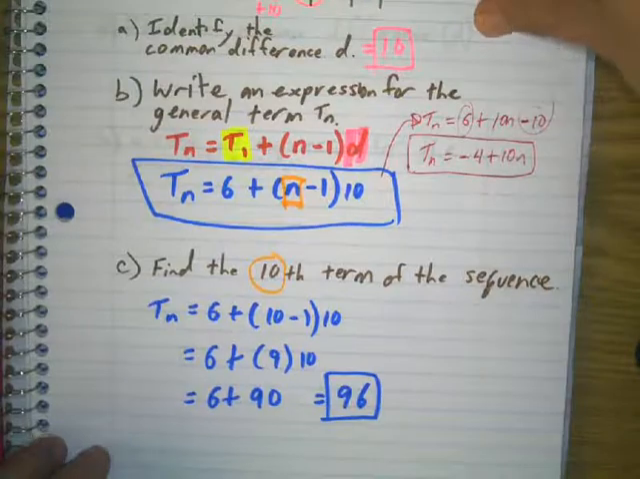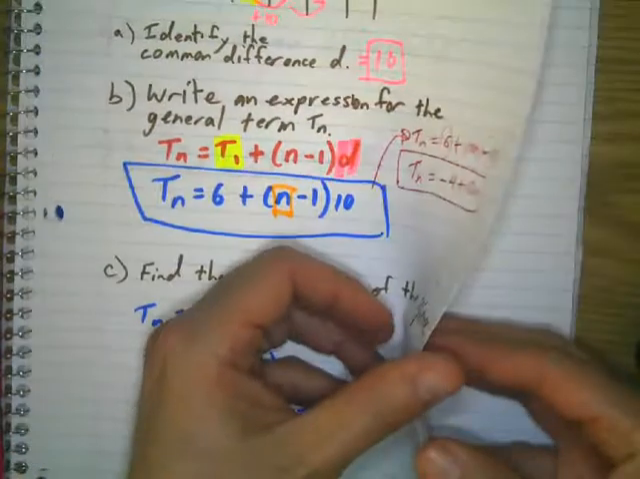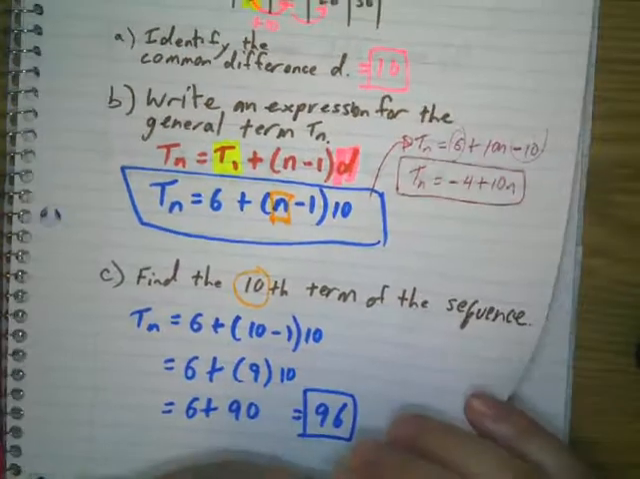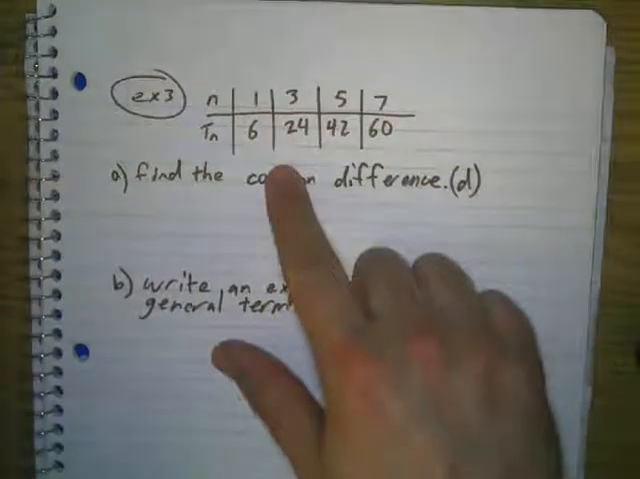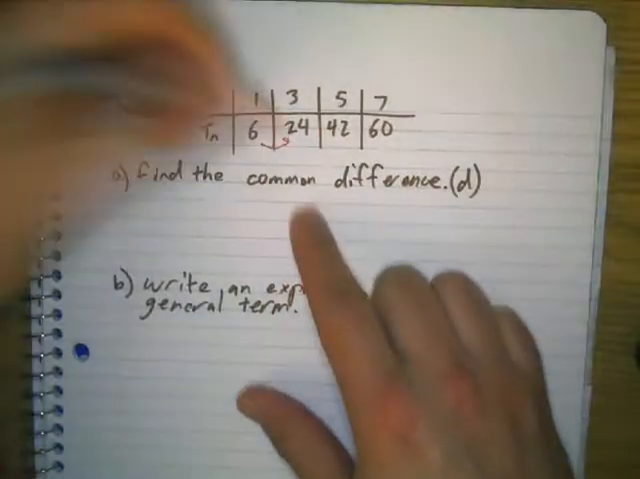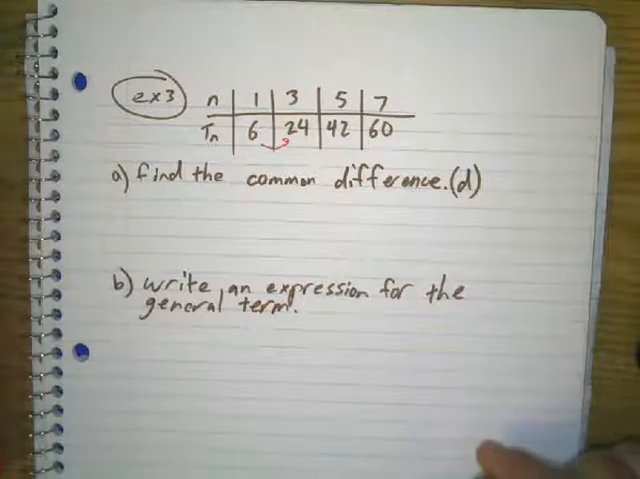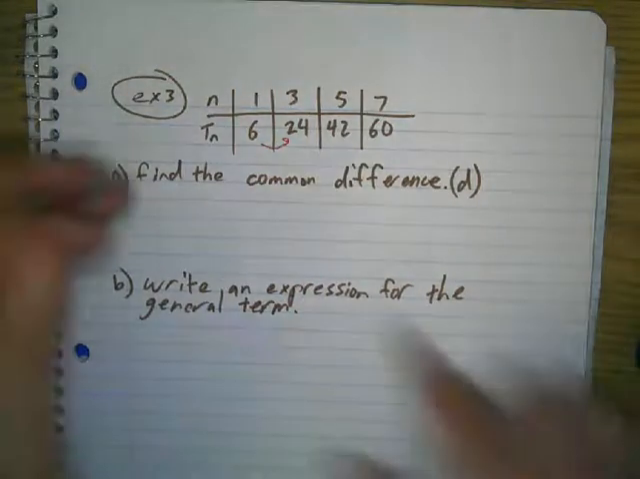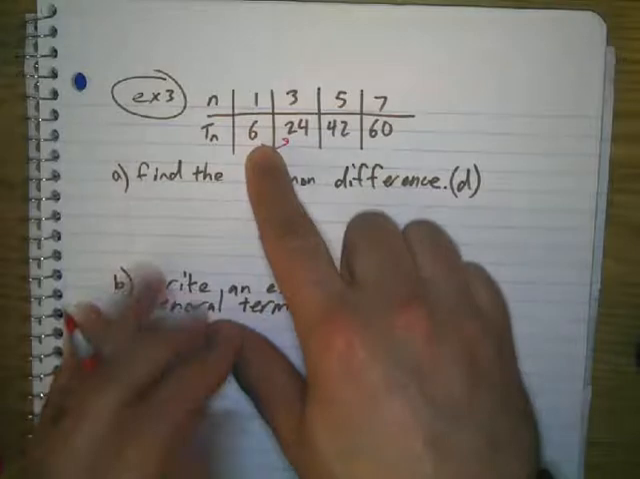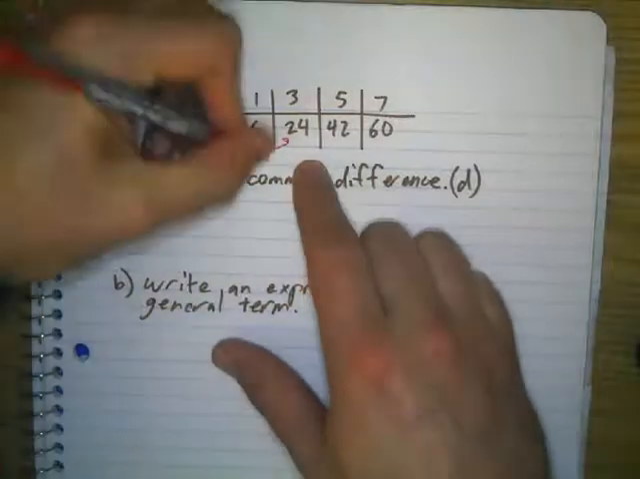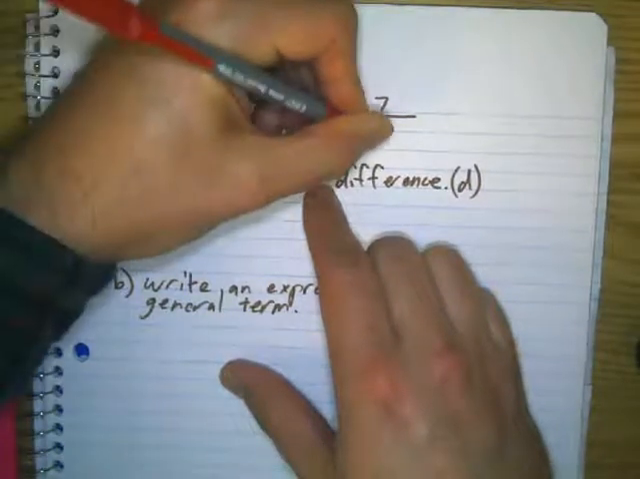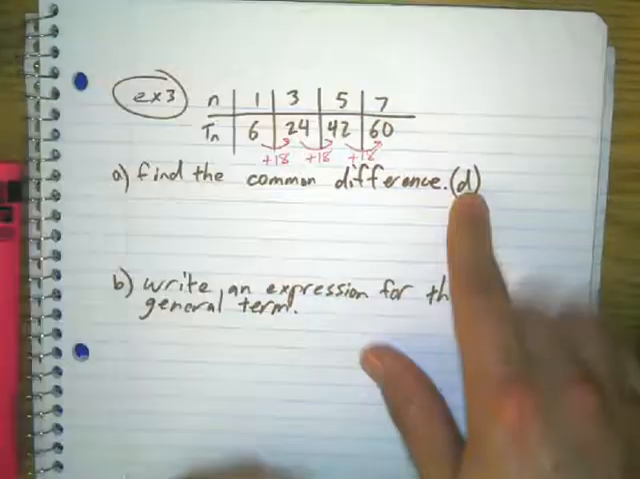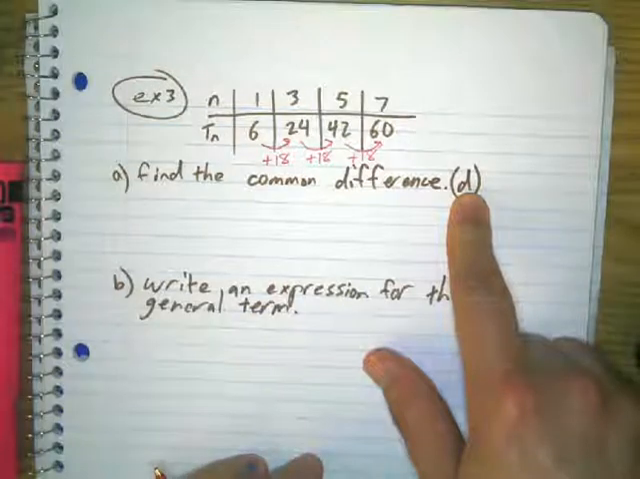Okay, one more example. What if the table of information they give you looks like this? Okay, well, you can tell this is increasing by how much? 24 minus 6, this value is plus 18, right? Plus 18, plus 18. Is the common difference 18? No.